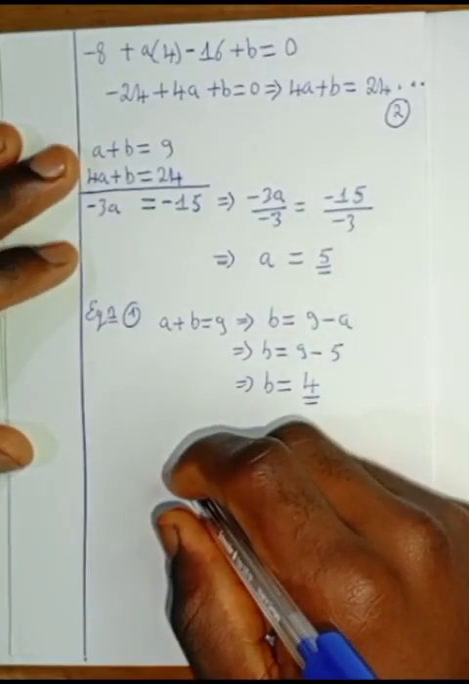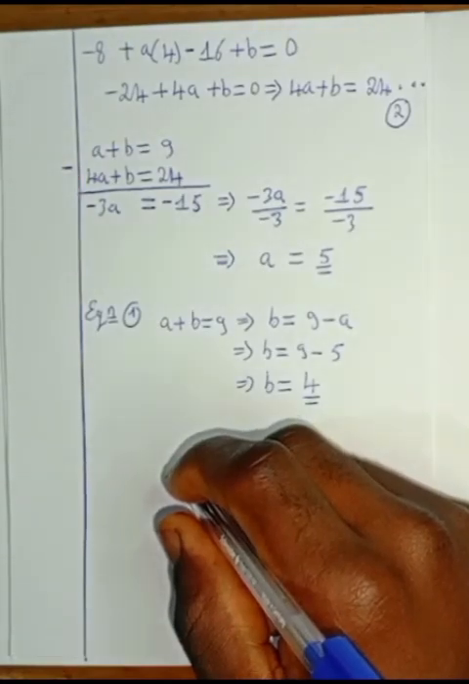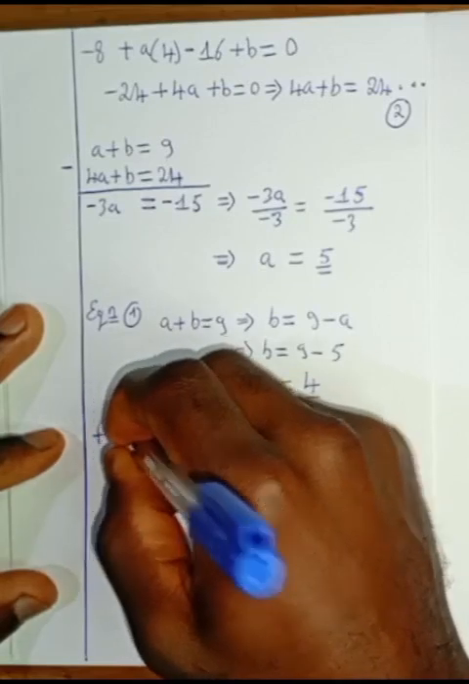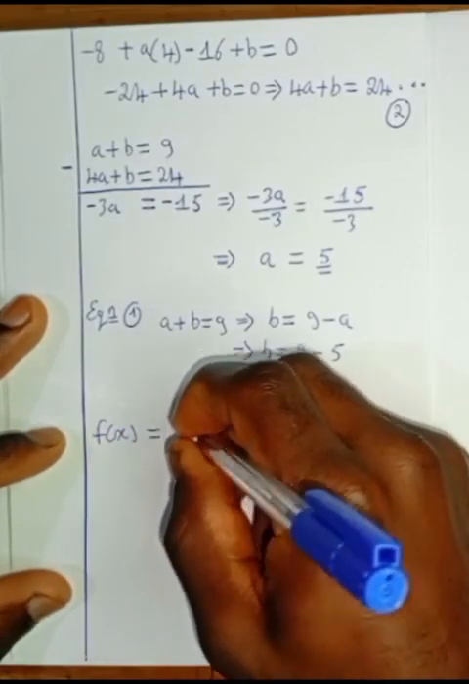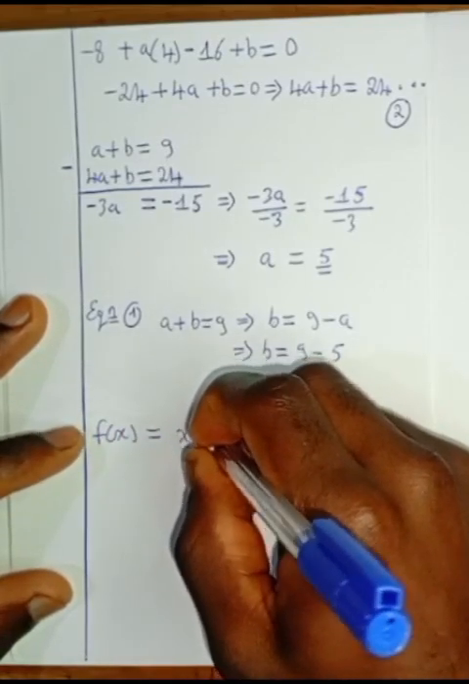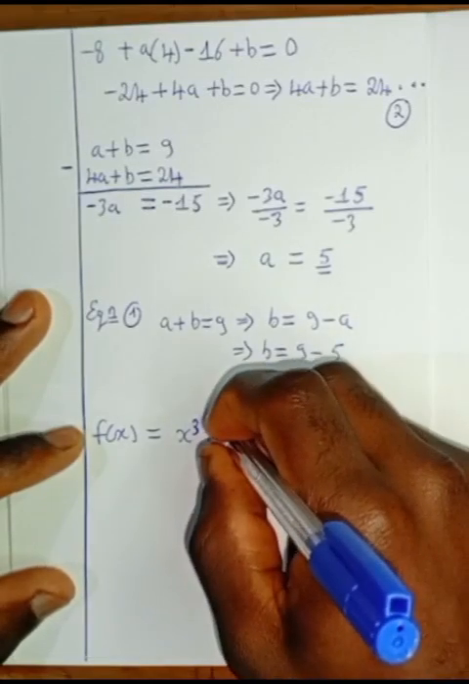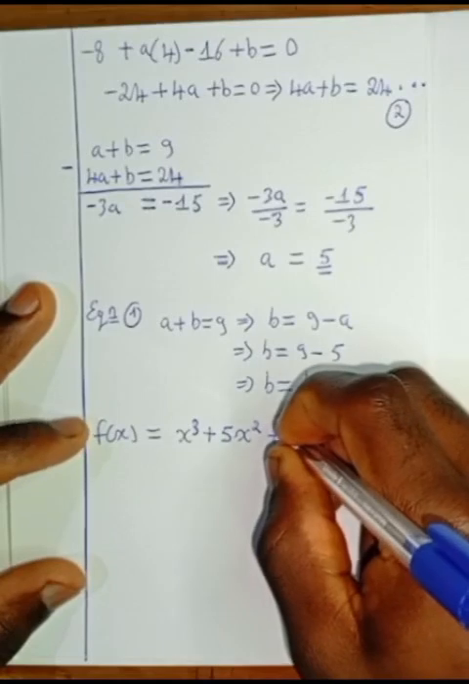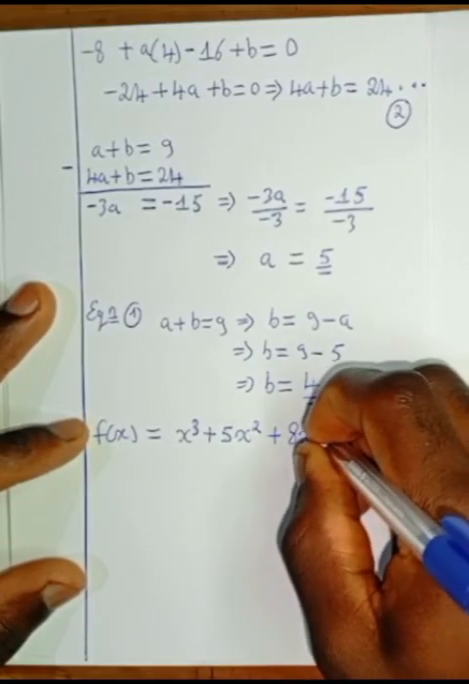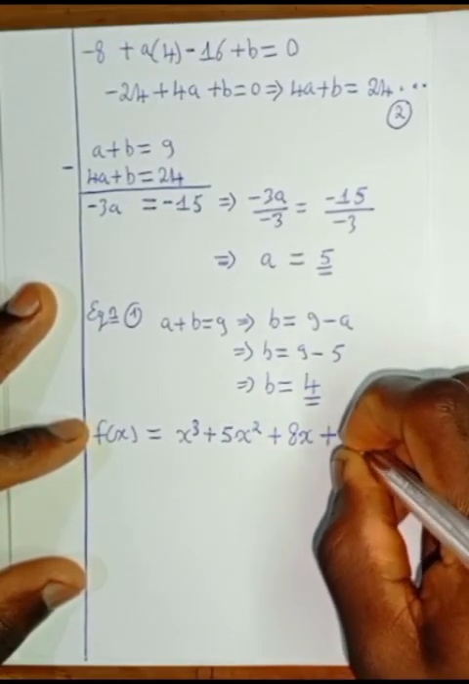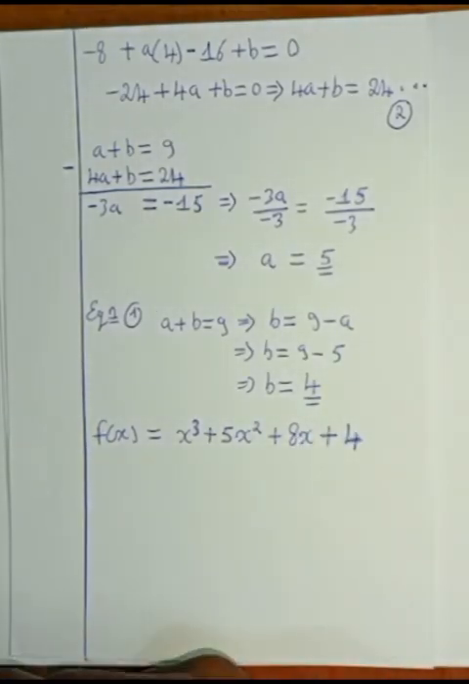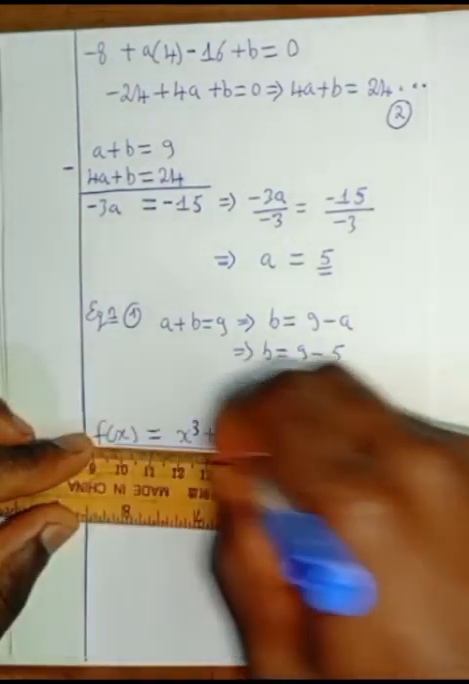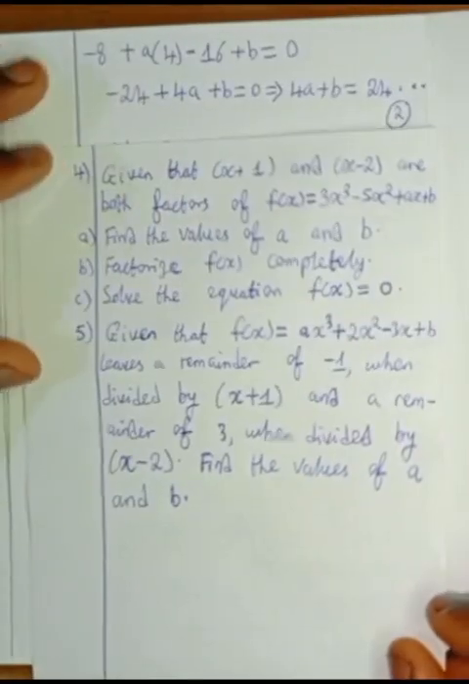Now we can replace a and b in our polynomial. This will give us our f of x to be equal to x cubed plus a, which is 5x squared, plus 8x plus b, which is 4. So this is our polynomial f of x, replacing the values of a and b. We move now to the next question.